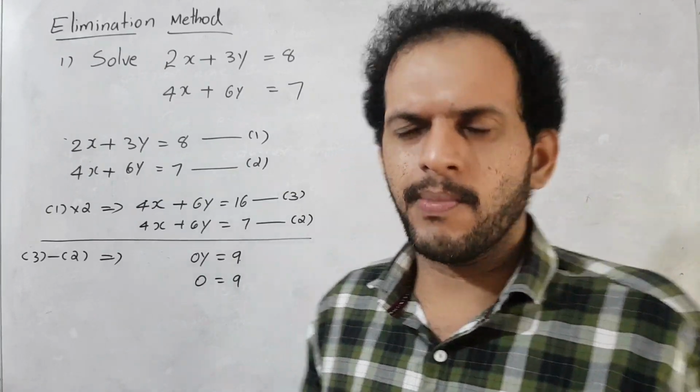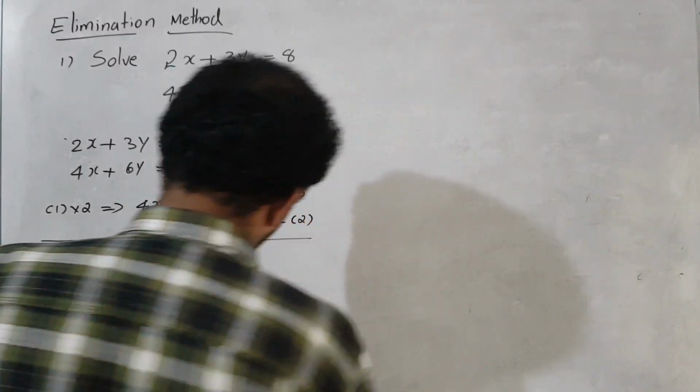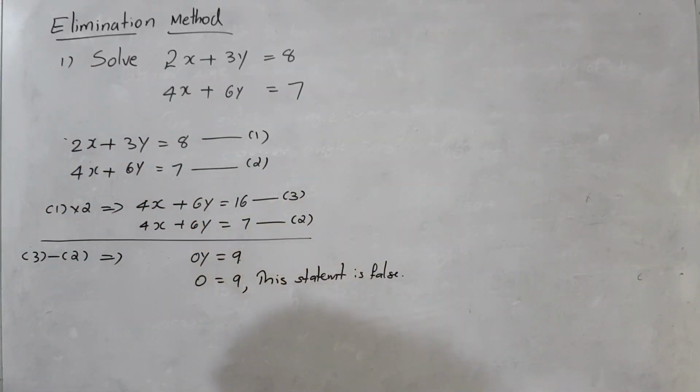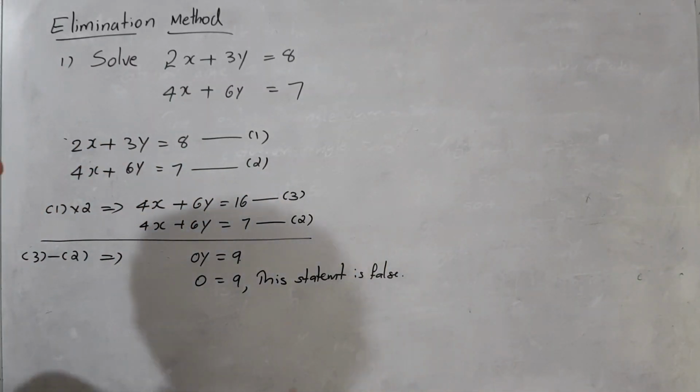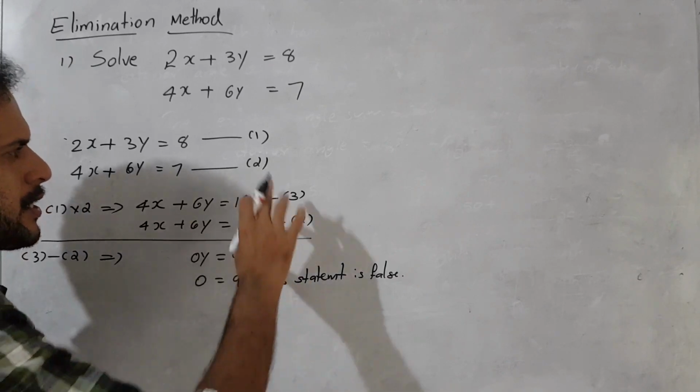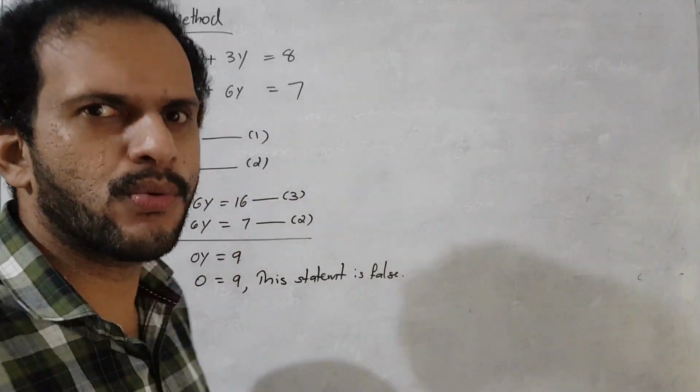9 is not equal to 0. That means the statement is false. The statement is false. Correct? This statement being false means, what is the meaning? This pair of linear equations has no solution.